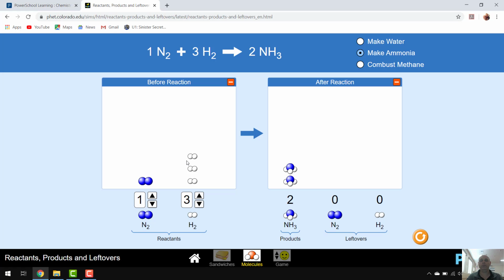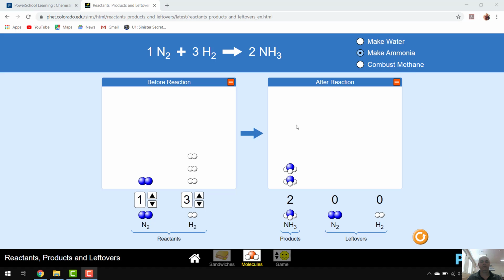And again, what you'll see between the reactants and products is the same number and color of balls on each side, both the right and the left. Remember, these are representing atoms. One blue ball is one atom of nitrogen. One white ball is one atom of hydrogen.